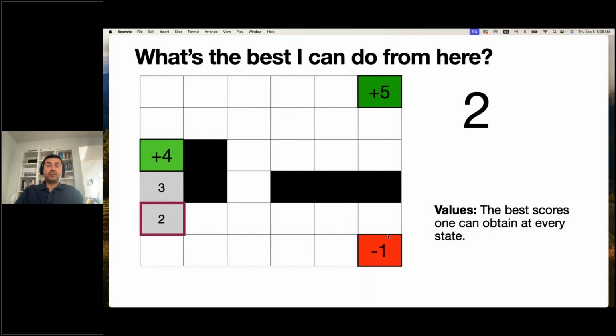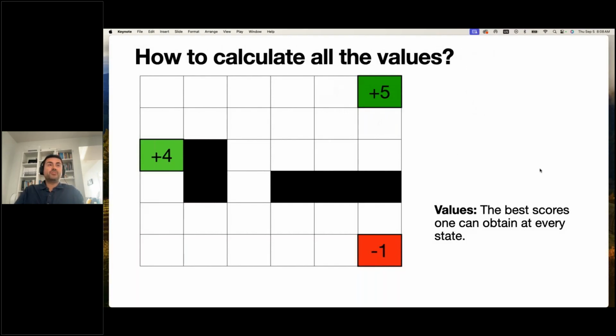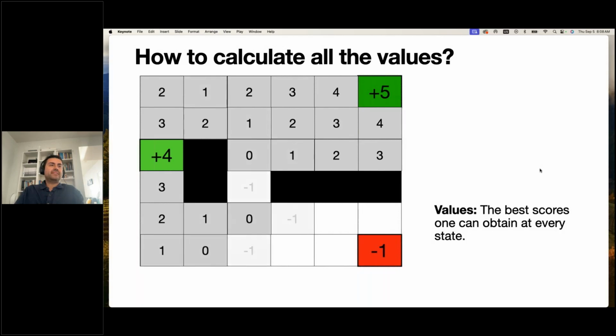And if I'm here, I'd rather walk into the -1 than lose a lot of points to get to the +4 or the +5. So the values are basically, I can propagate them out of the points slowly, and I get that these are the values. If I'm in any of those boxes, the best I can do is that point. If I'm here, the best I can do is to walk into the -1 and get -2 by paying one euro. So those are the values.